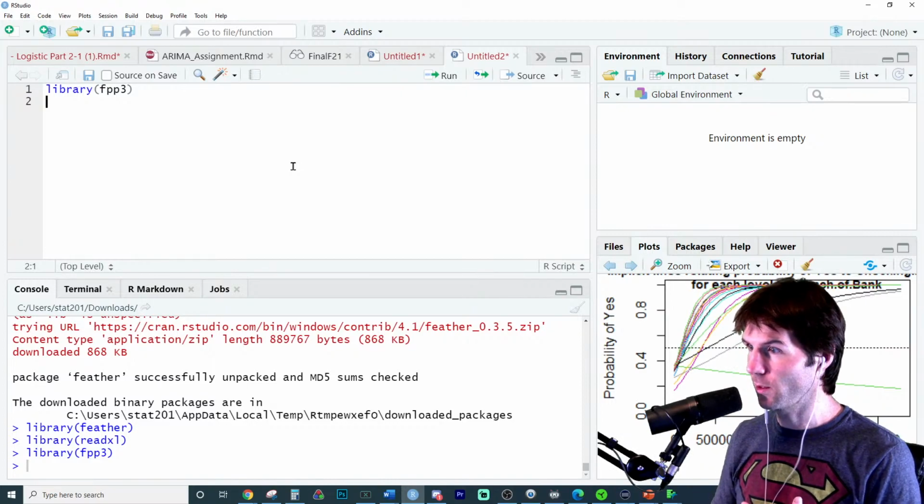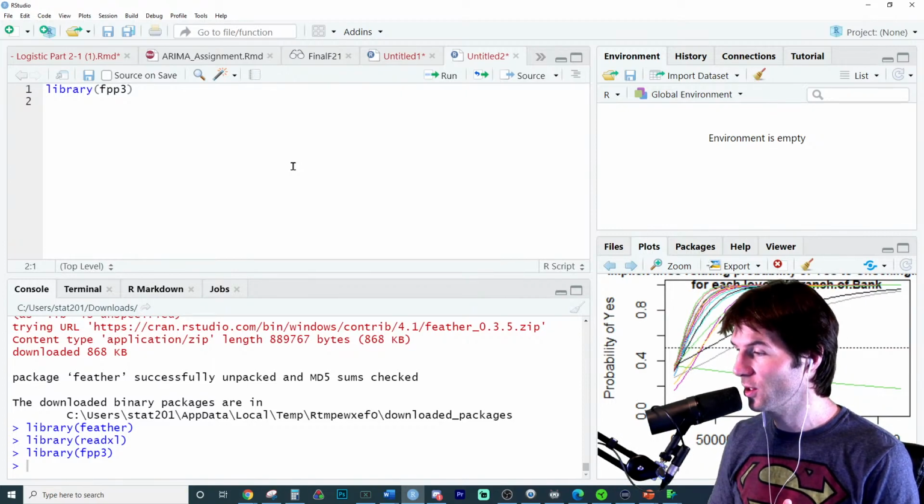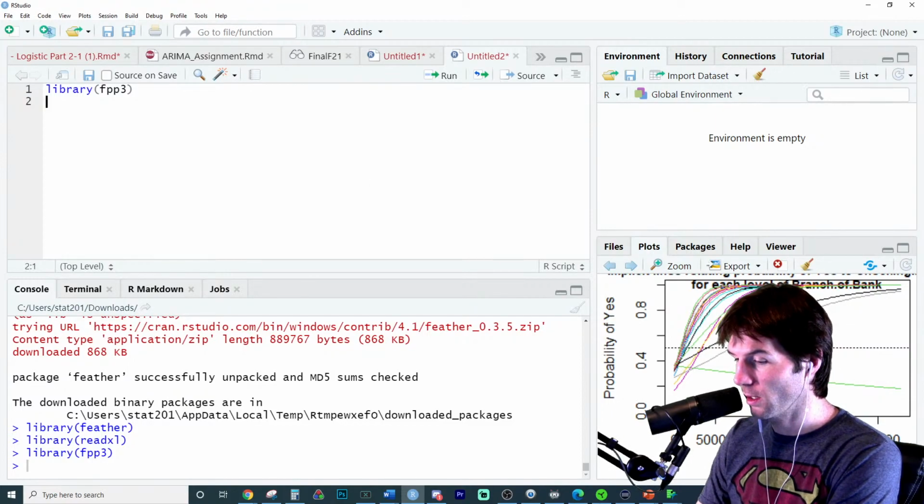So when we make tsibbles, what we're going to do is take some original data. I sent you a Discord pic of the error. Oh, cool. Let's go take a look at that.